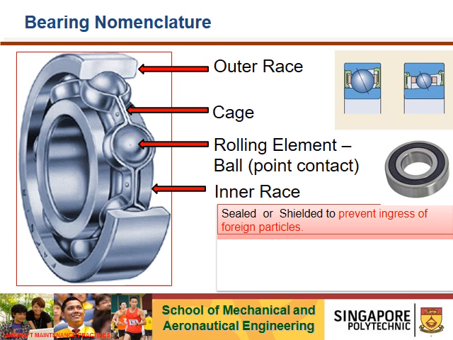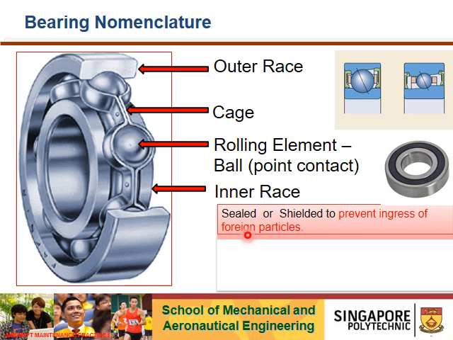Bearing nomenclature. So this slide talks about terms for type of bearings. So we have the outer race, the inner race, the cage, and in this case, the rolling element shown here is the ball and is a point of contact.